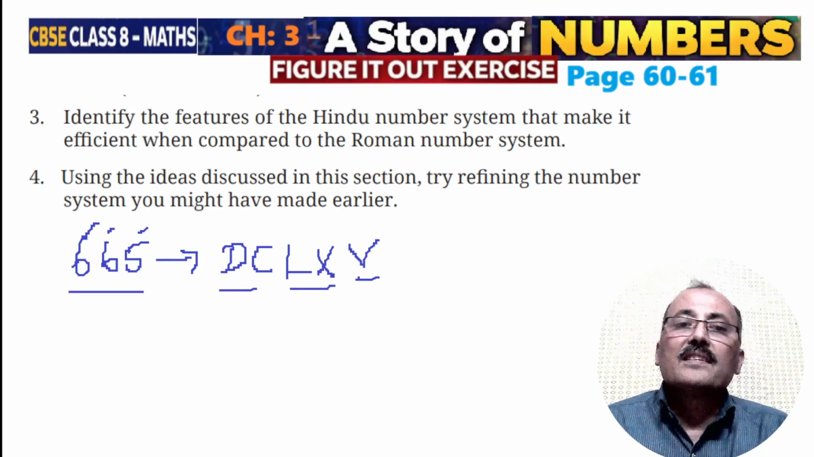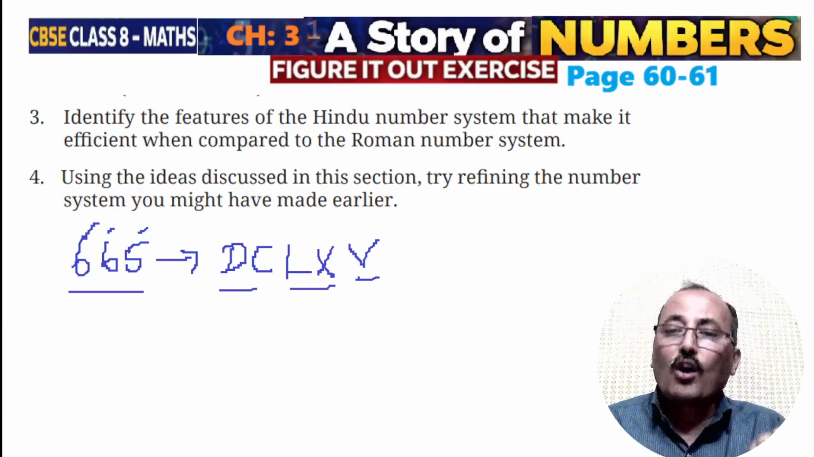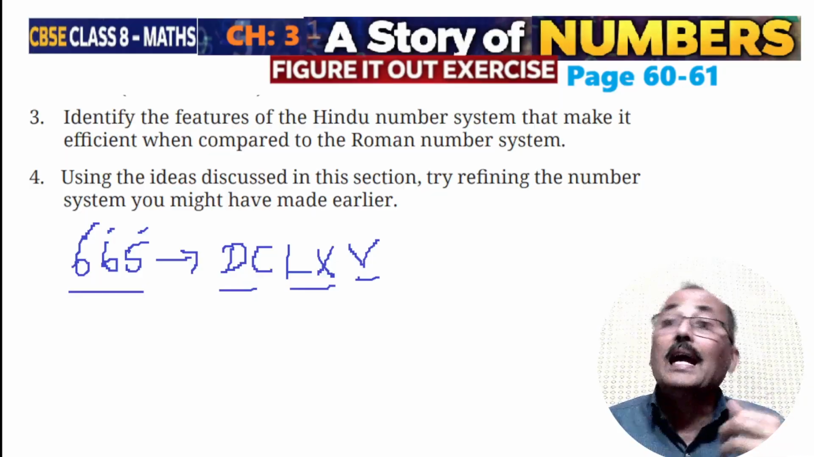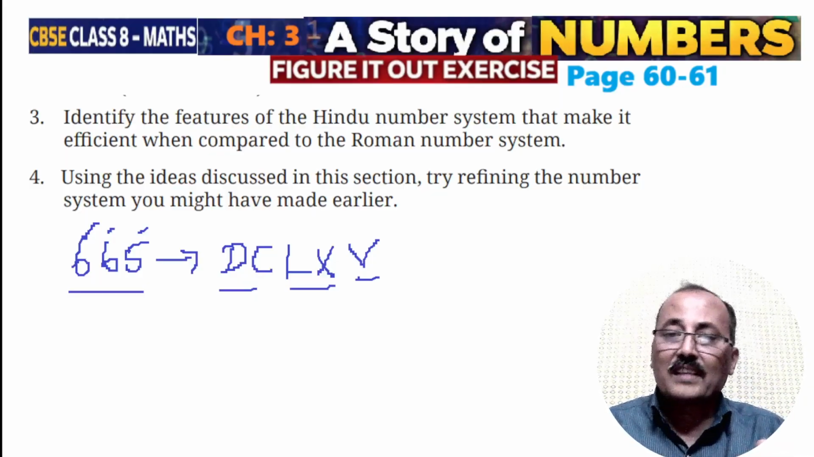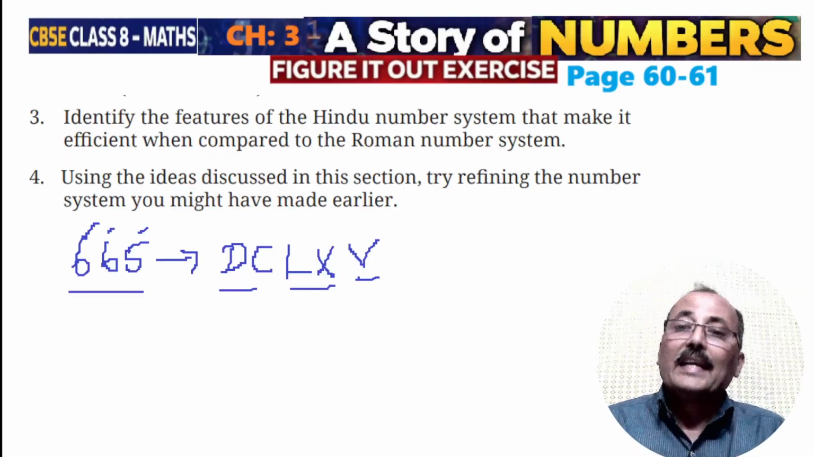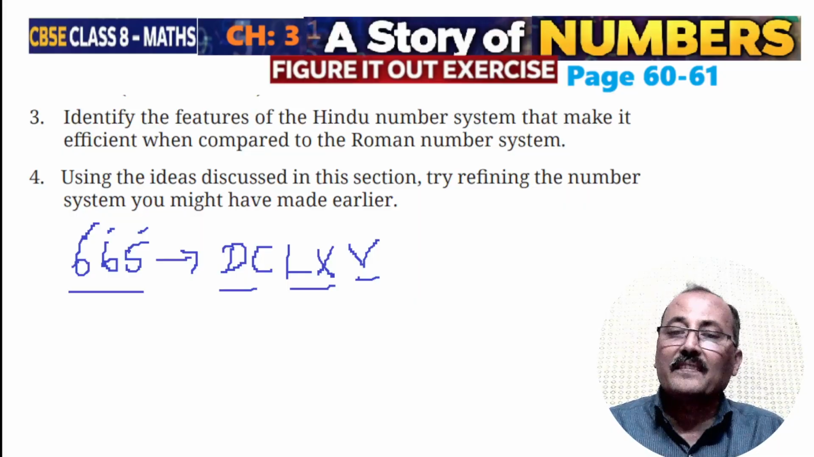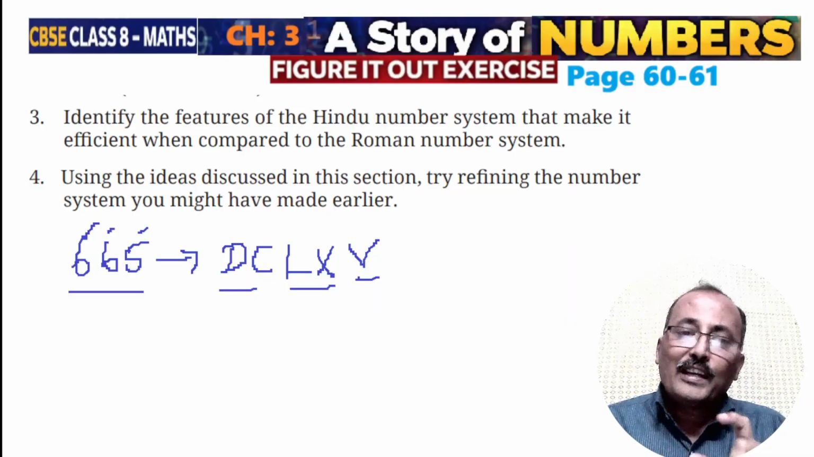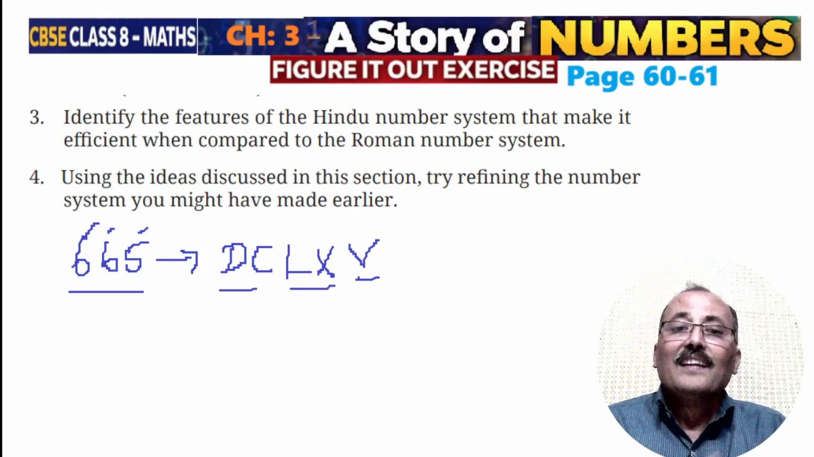Okay, question number 4. Using the ideas discussed in this section, try refining the number system you might have made earlier using these comparison styles. You have read so many number systems, and in that you could have made a better system. Can you suggest anything? You have to think simpler, represent big numbers easily, and think whether you can do the calculations faster.